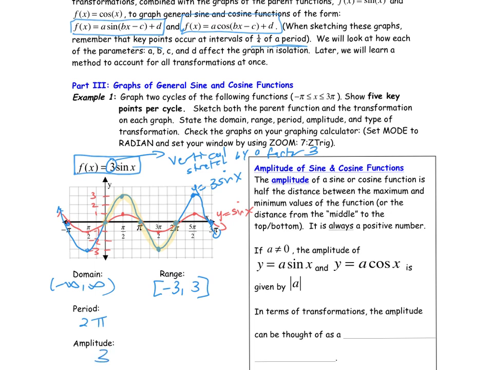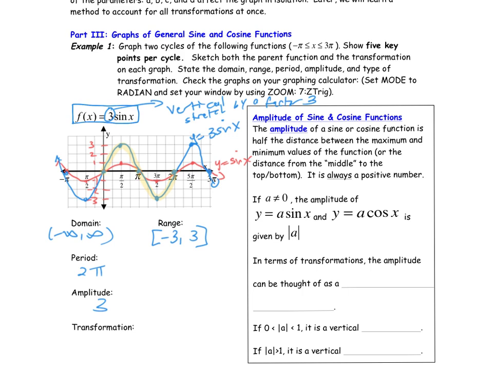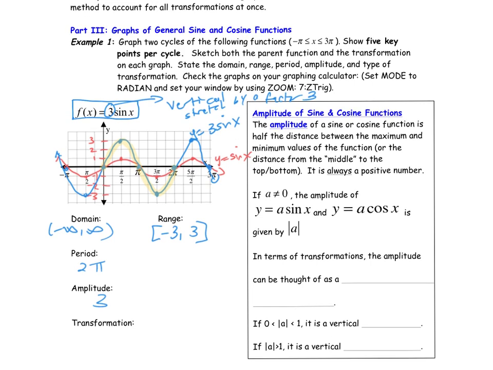The other way to think about it is you can just go from the midline here to the maximum, so that would be 3 units, or from the midline to the minimum, which would also be 3 units. So we have an amplitude of 3. So instead of saying a vertical stretch by a factor of 3, when we talk about sine or cosine, we're going to say it has an amplitude of 3. What's the transformation that caused this change?